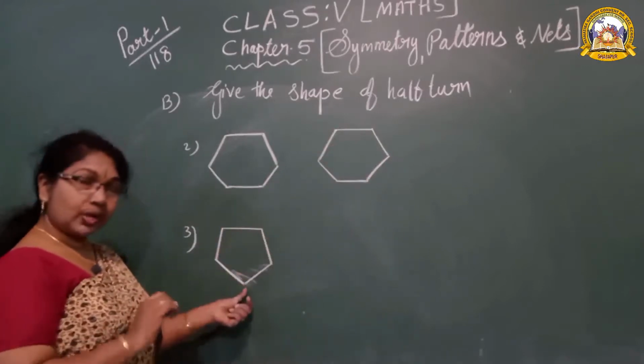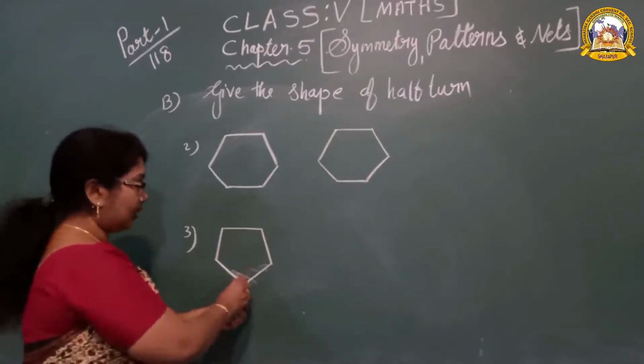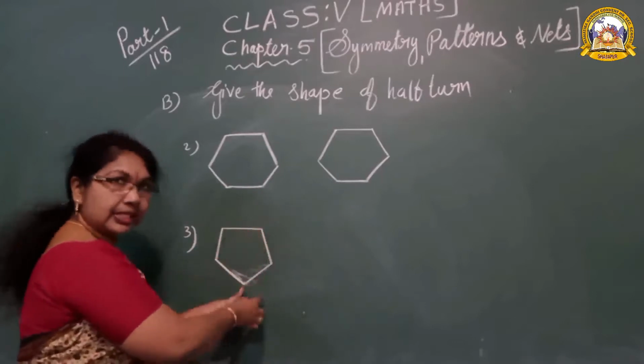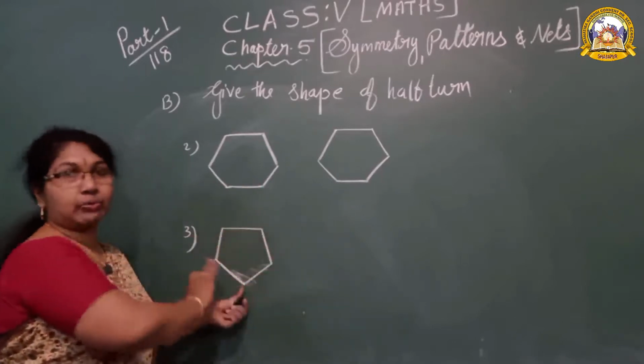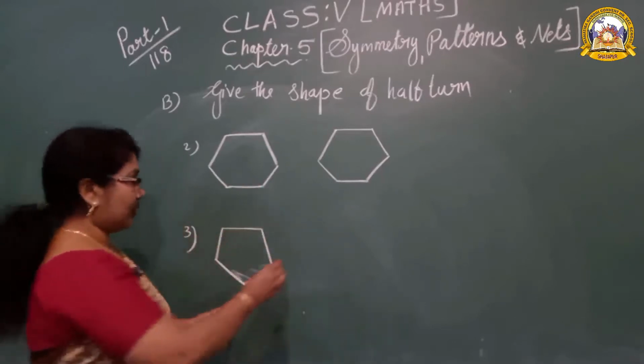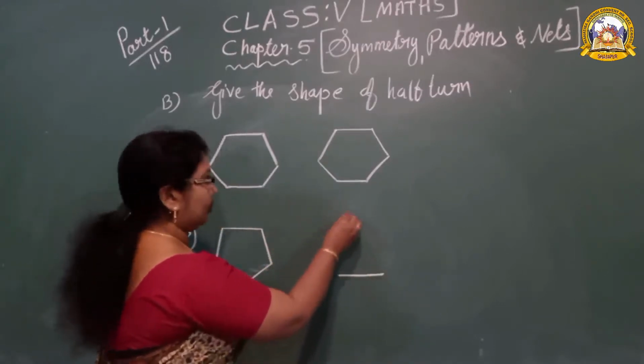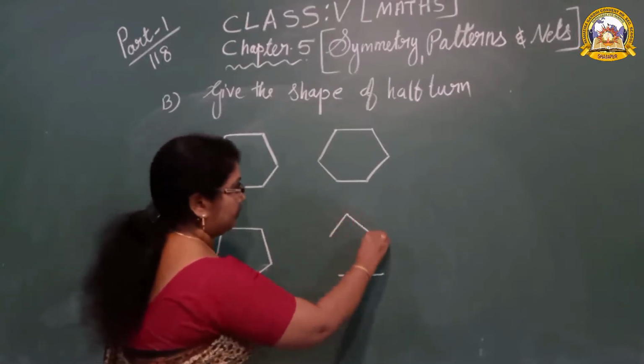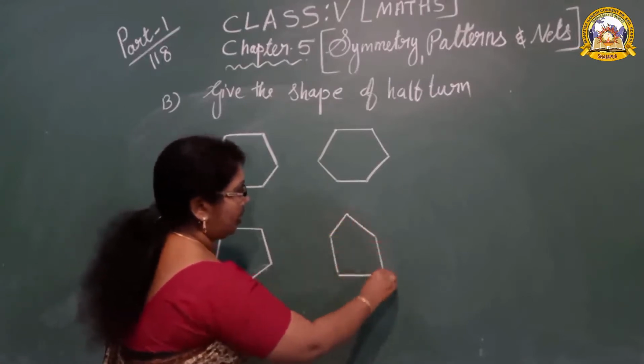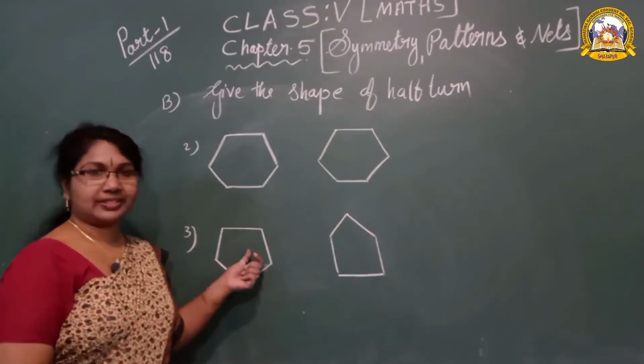Now how will this one come after a half turn? This point will come up, this one will come down. Half means full, it rotates half completely. So how to draw the half turn? How to draw? Look here. This is the half turn, just opposite.